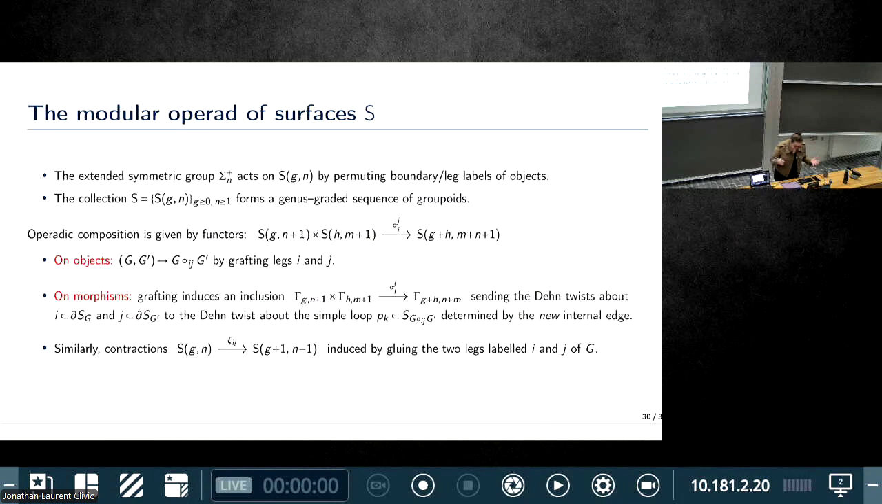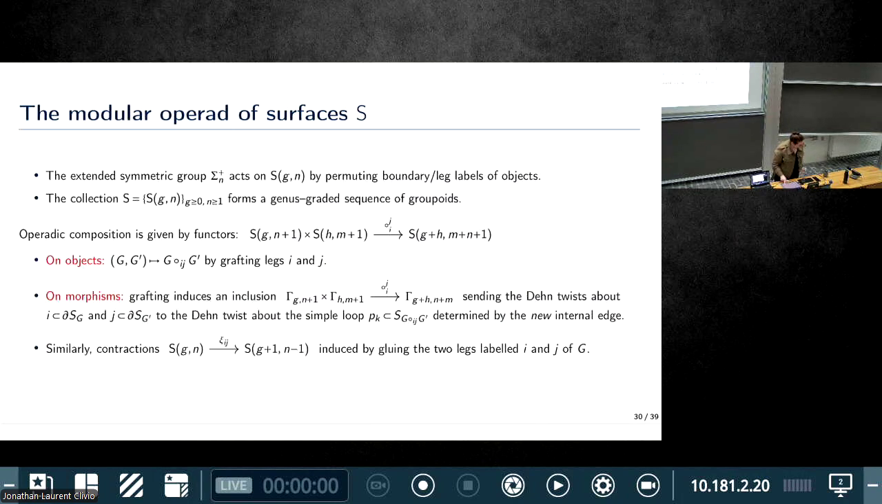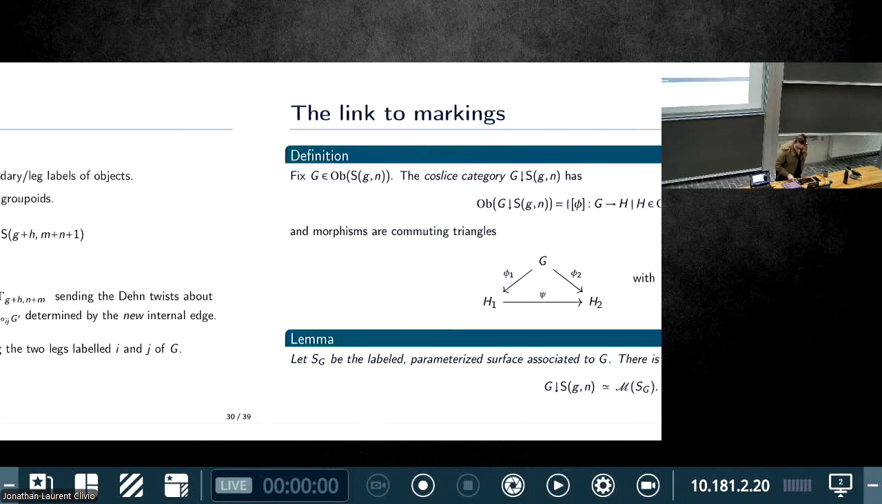Okay, so we basically build operadic composition now by gluing together the surfaces. And this induces maps on the mapping class groups. And I'm running out of time, so I will just say what happens.